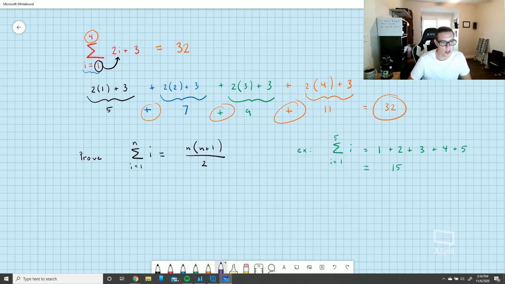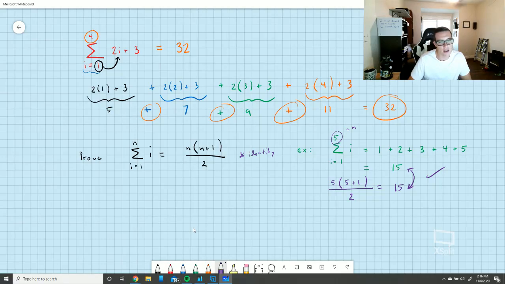So the proof is saying that once we prove it, if this is what n is in the problem, it should be the same thing as if I plug 5 into that right side of the equation. So 5 times 5 plus 1 over 2. Let's see. 5 times 6 is 30, divided by 2 is 15. So yeah, it appears like this identity is true. This is otherwise known as an identity, when one thing is equal to another. It seems like this is true.